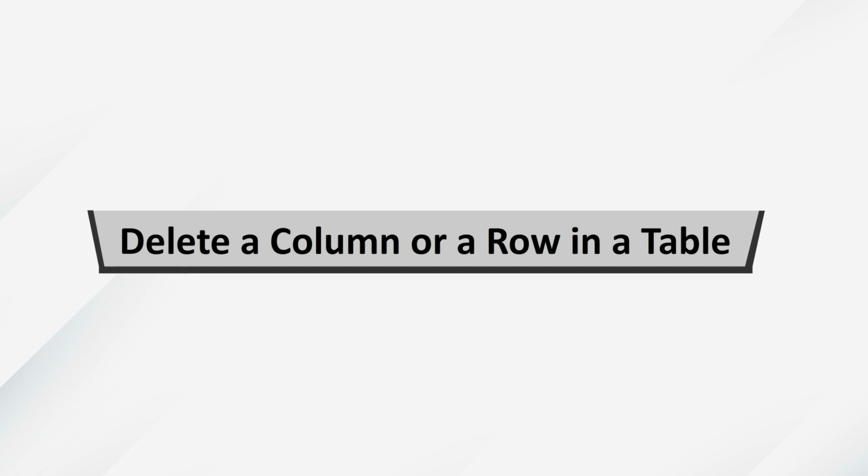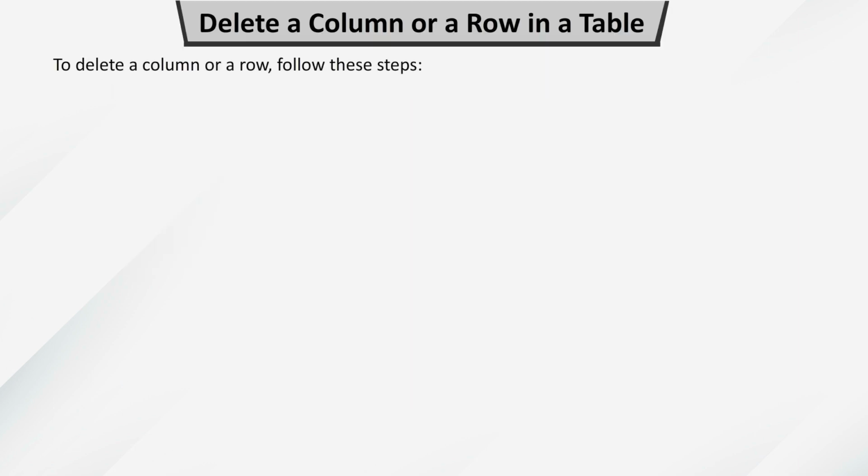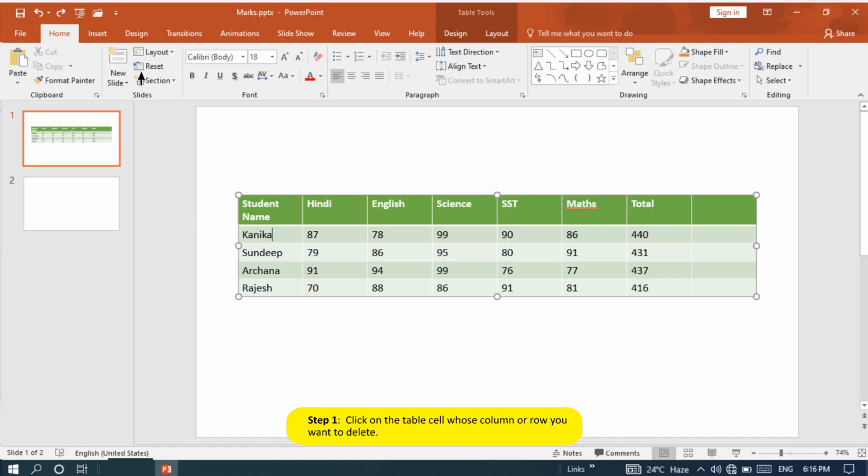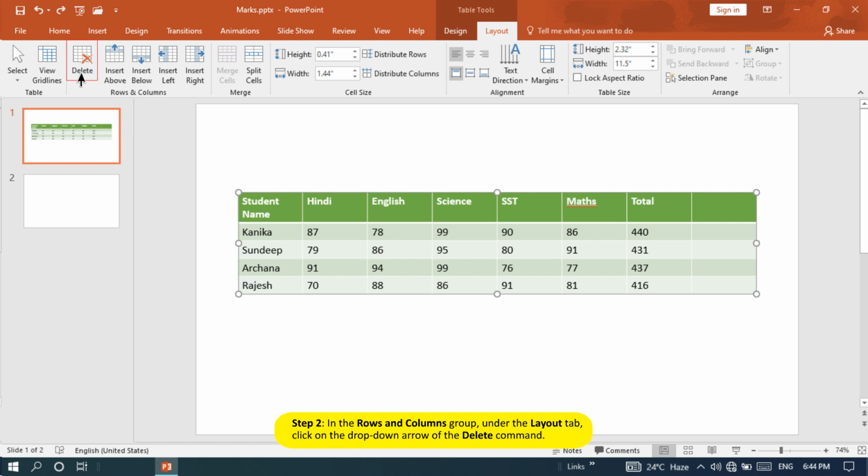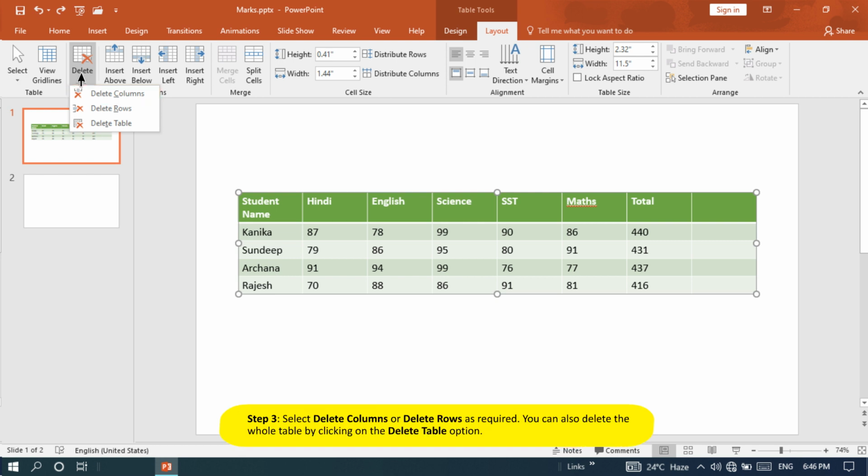Delete a column or a row in a table. To delete a column or a row, follow these steps. Step 1. Click on the table cell whose column or row you want to delete. Step 2. In the Rows and Columns group, under the Layout tab, click on the drop-down arrow of the Delete command. Step 3. Select Delete Columns or Delete Rows as required. You can also delete the whole table by clicking on the Delete Table option.